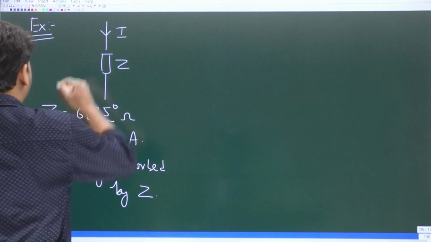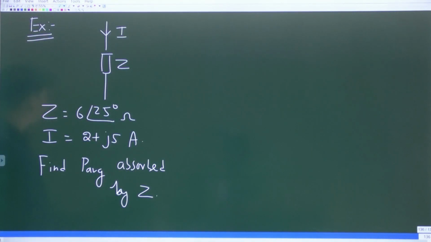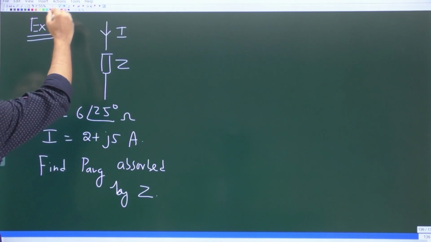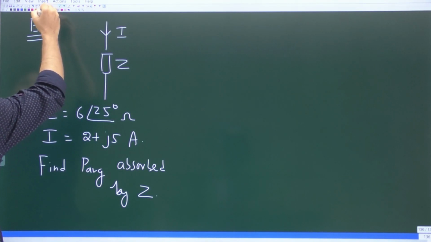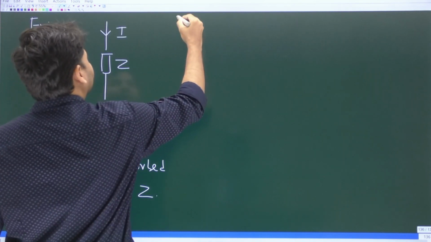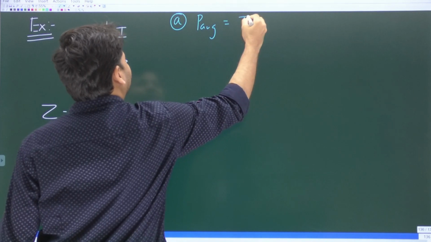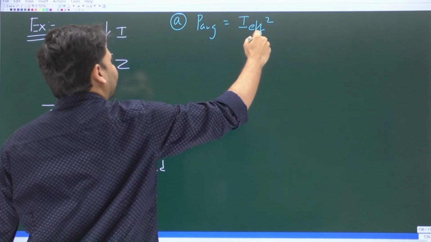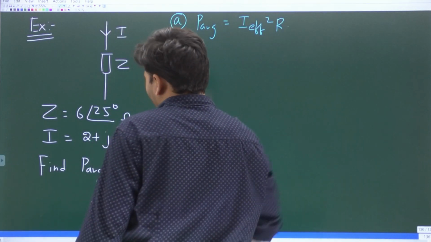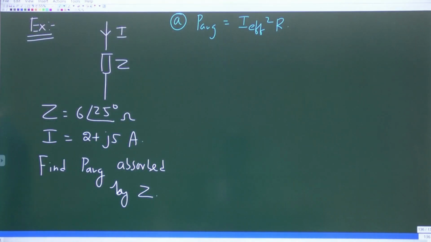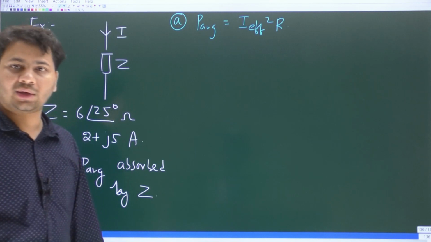Okay, and the current is given in rectangular form. Look at this. So the formula that I will try to use is this. P average is what? I effective squared into R. So here you should find both the values of I effective as well as R.